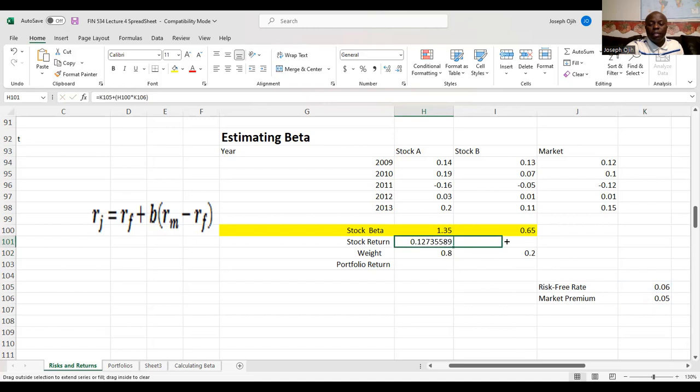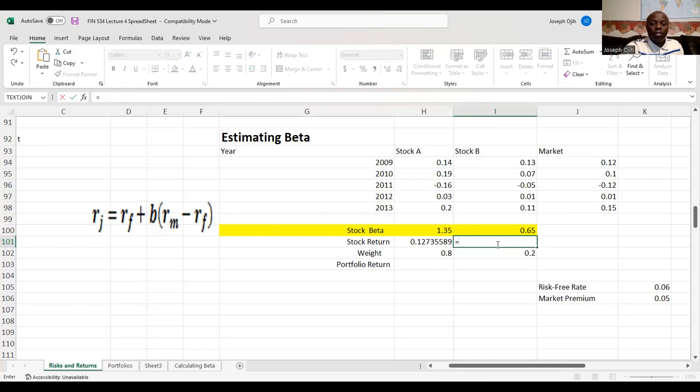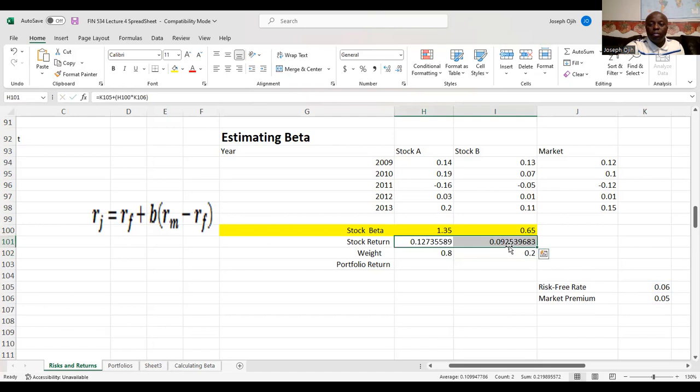Let me see if it will give us the similar answer here. Even calculate it. So we have to repeat it again here. Equals risk-free rate of 6% plus, I have beta of 0.65 times market premium. Then press the enter key. So you get these values, which are returns. I'm not going to change it to percent. You can also change it to percent by clicking on the percent symbol at the top here. Make it 2 decimal places.